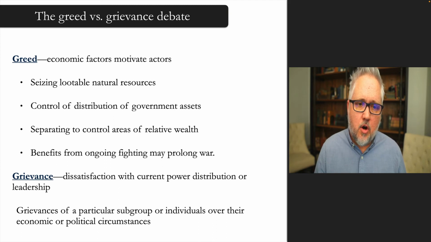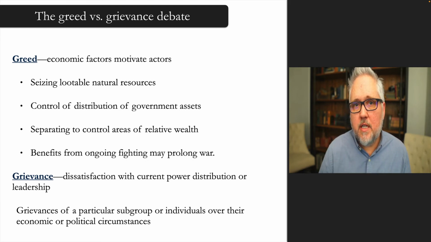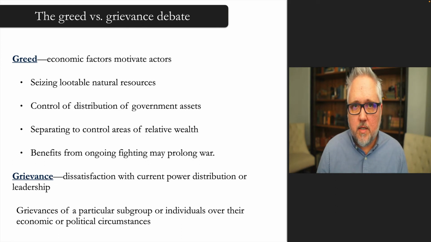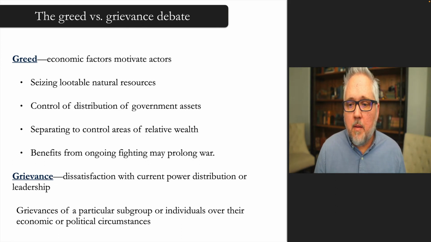From the 1960s to the 1990s, a lot of people argued that the rebellions we saw, the anti-colonial rebellions, as well as civil wars in independent states, were driven by fundamental or historical grievances between different groups. And so this greed argument was in opposition to that, right?